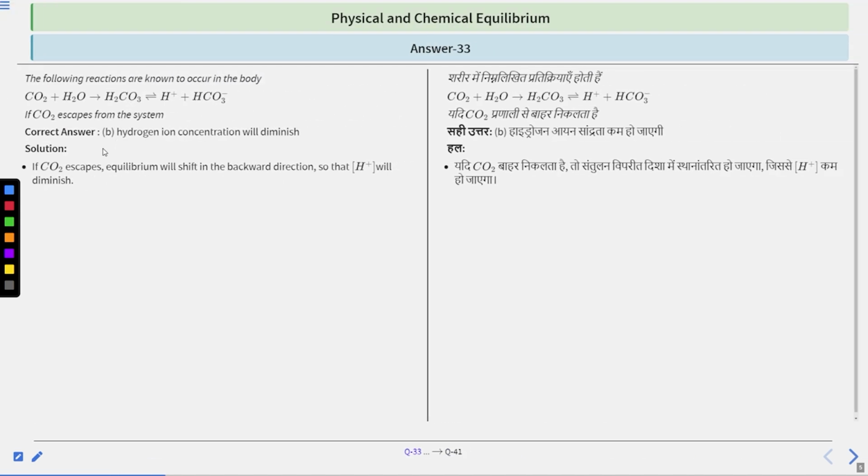Okay, so our correct answer is option B, that is, hydrogen ion concentration will diminish. If CO2 escapes, CO2 is on the reactant side. So the equilibrium will shift in the backward direction, right? Because the reactant will be missing. So the equilibrium will shift in the backward direction, and so H positive will diminish. Its concentration will be decreased. And thus our correct option is B, hydrogen ion concentration will diminish. Okay, let's move to the next question.